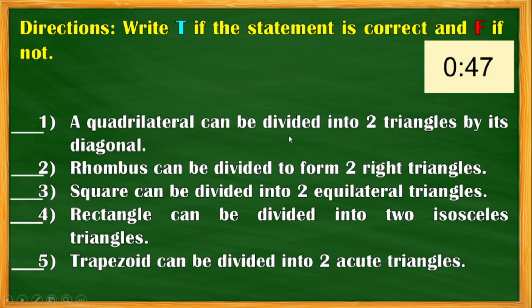A quadrilateral can be divided into two triangles by its diagonal. Number 2, rhombus can be divided to form two right triangles. And number 3, square can be divided into two equilateral triangles. And for number 4, rectangle can be divided into two isosceles triangles. And for number 5, trapezoid can be divided into two acute triangles. You have 10 seconds left to type in your answer. Okay, 5 seconds left.